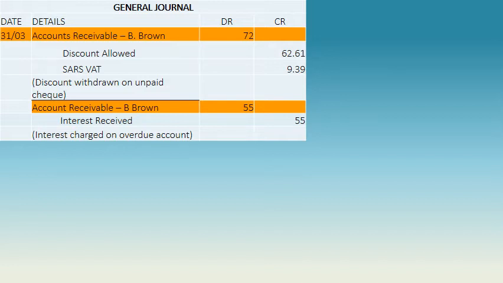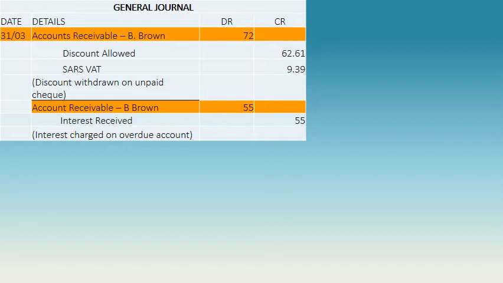The second adjusting entry is to debit the accounts receivable control in the General Ledger, as well as B. Brown account with an amount of 55 rand, and the contra entry to be credited to interest received account with an amount of 55 rand. The narration reading as interest charged on overdue account. Note that the interest charged is exempt from VAT.